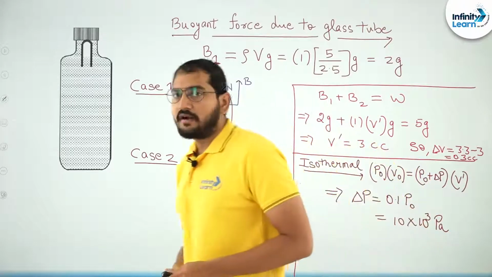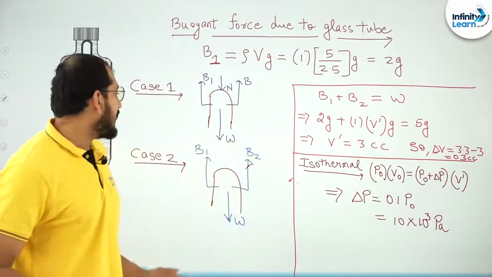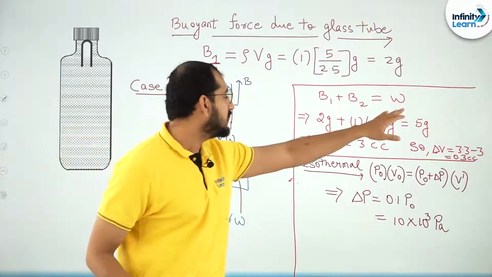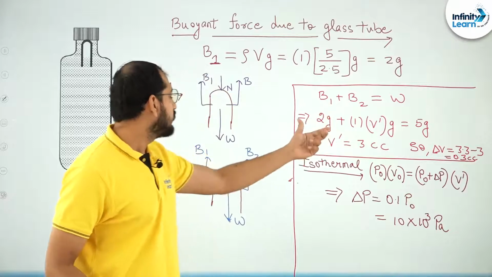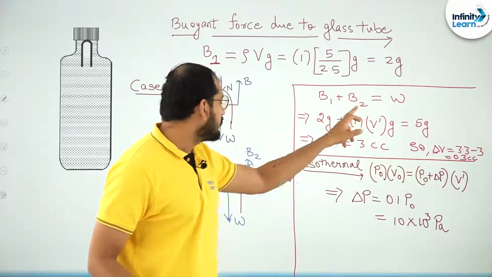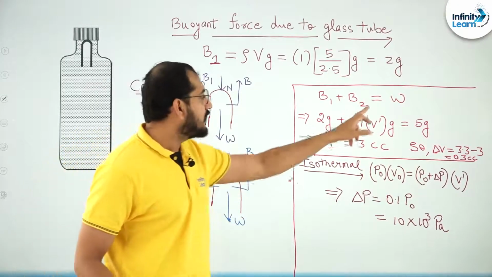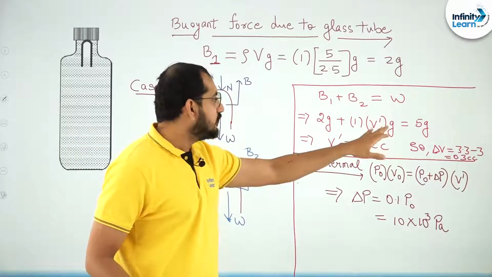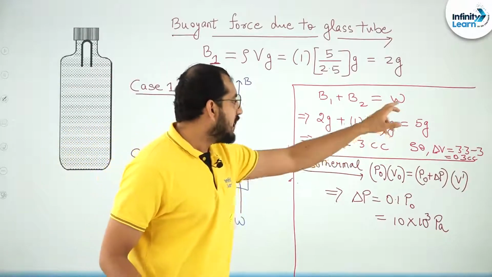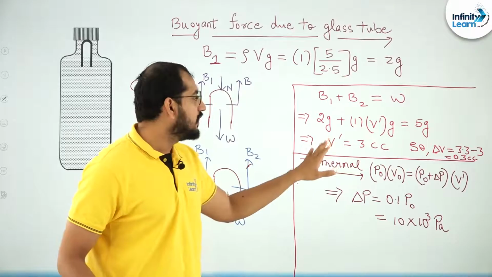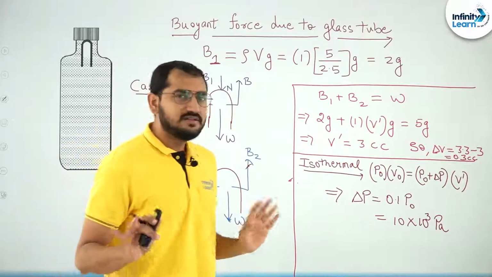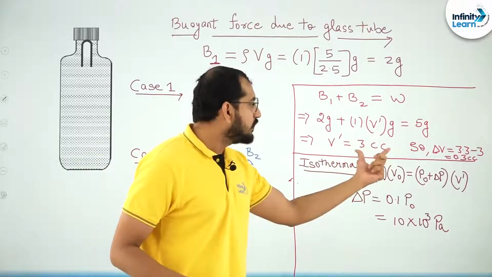So if I write down the force balancing equation, I can say that this B1 and B2 together will balance the weight of the tube. B1 represents the buoyant force because of the tube only, which we have already calculated, and the buoyant force because of the trapped air can be written as rho into V into g. I have assumed that in my case number 2 the volume is V dash, and the weight is given in the question. So I have calculated the final volume V dash. I have not changed any units, I have kept everything in the CGS system only. So V dash will come out to be 3 cc.